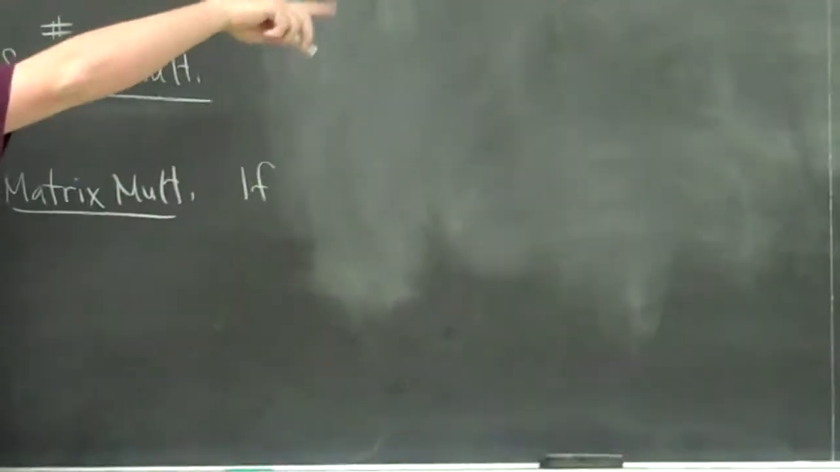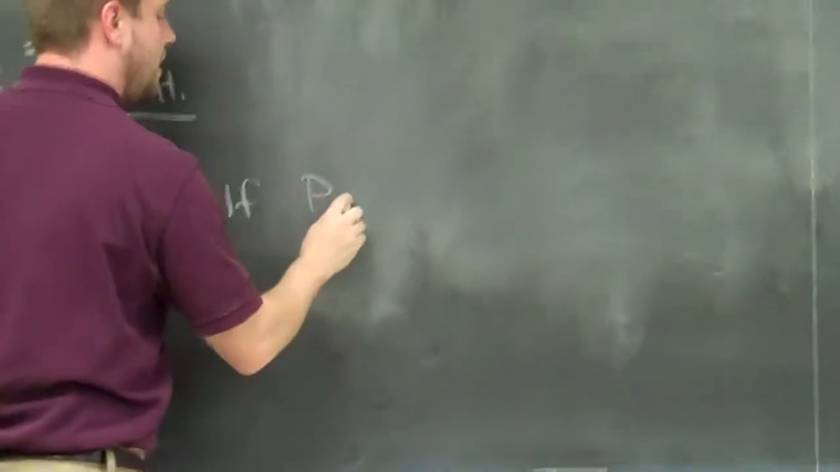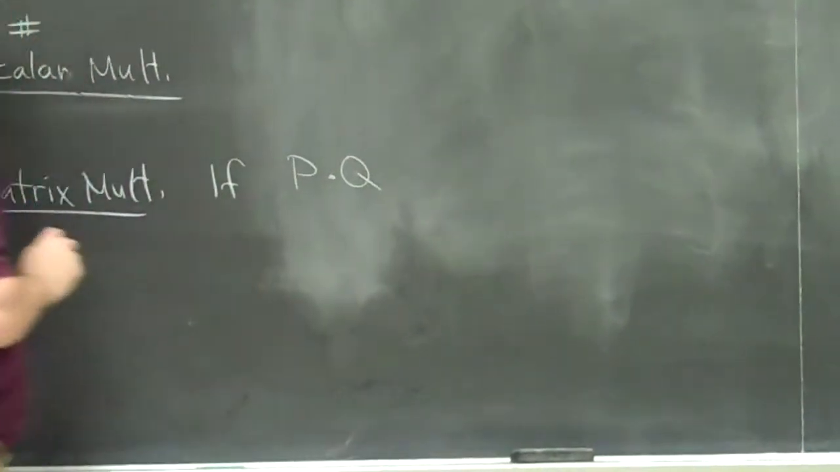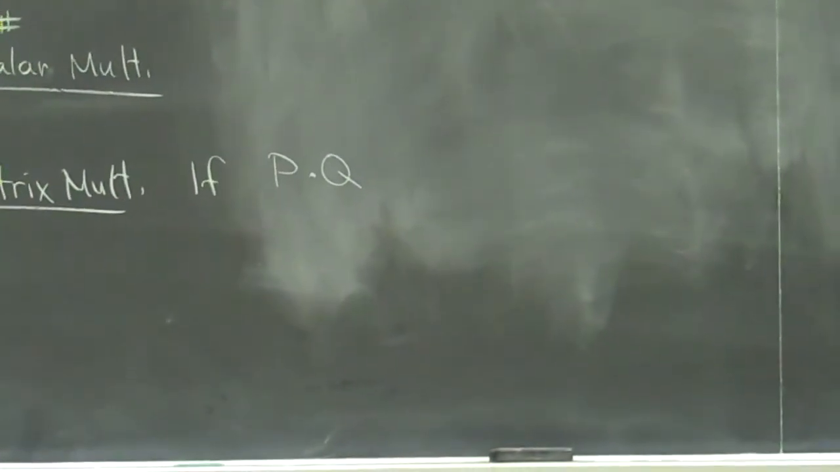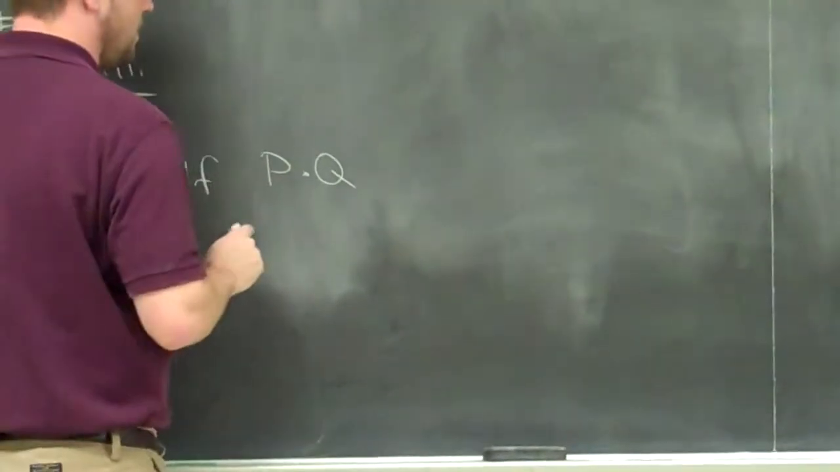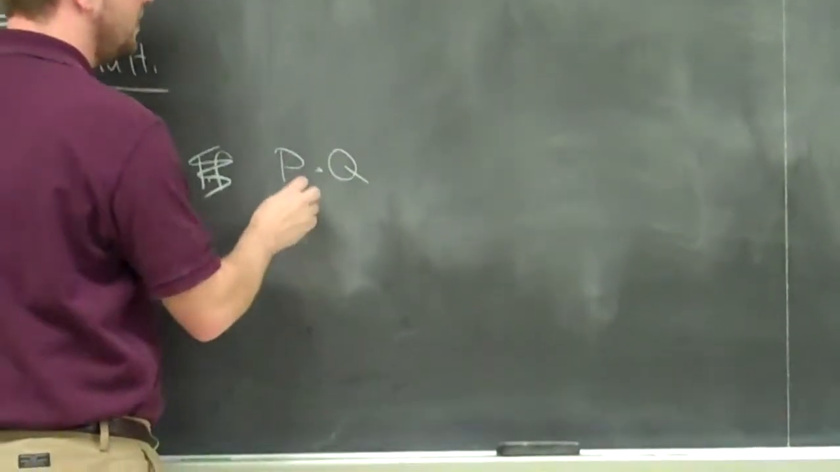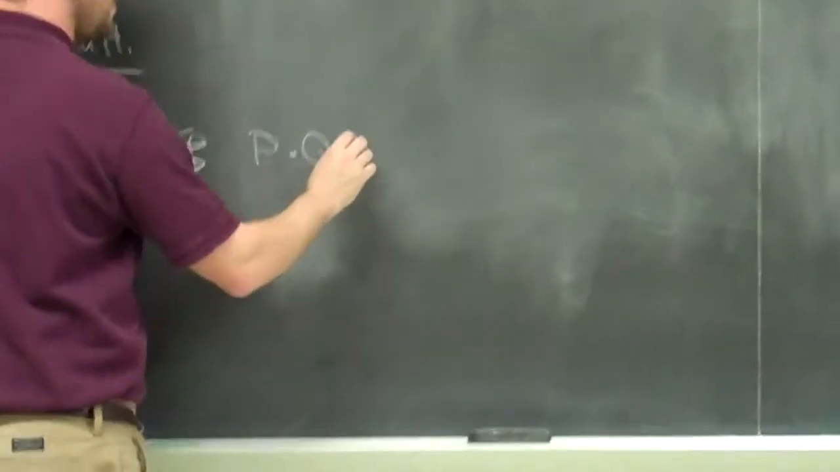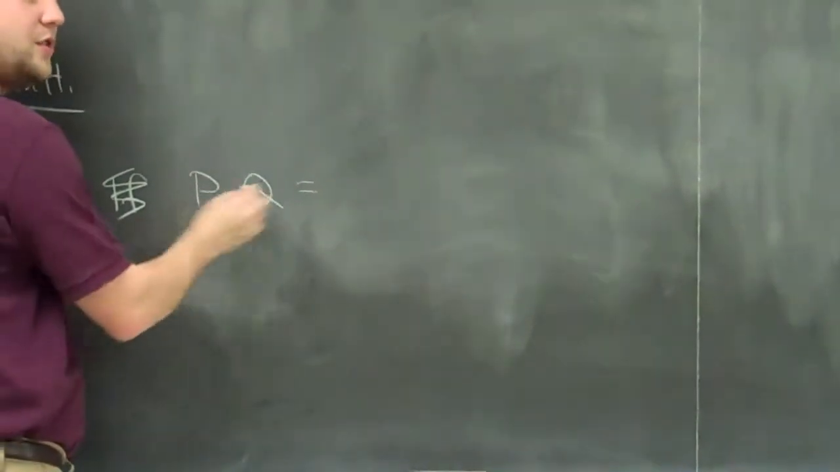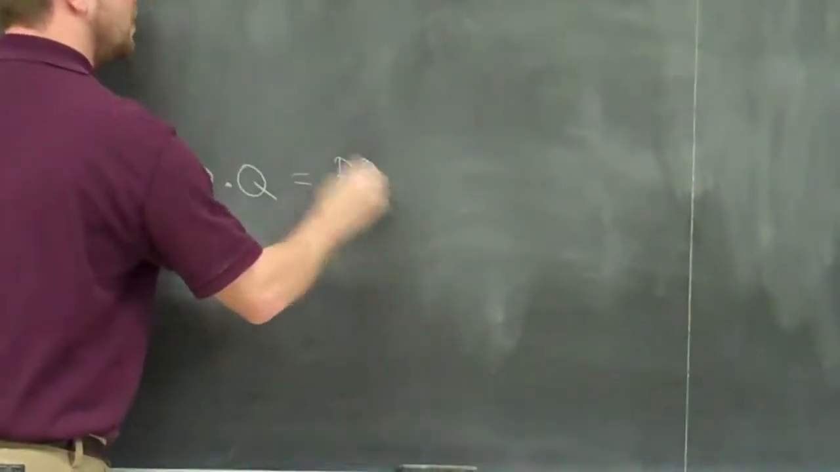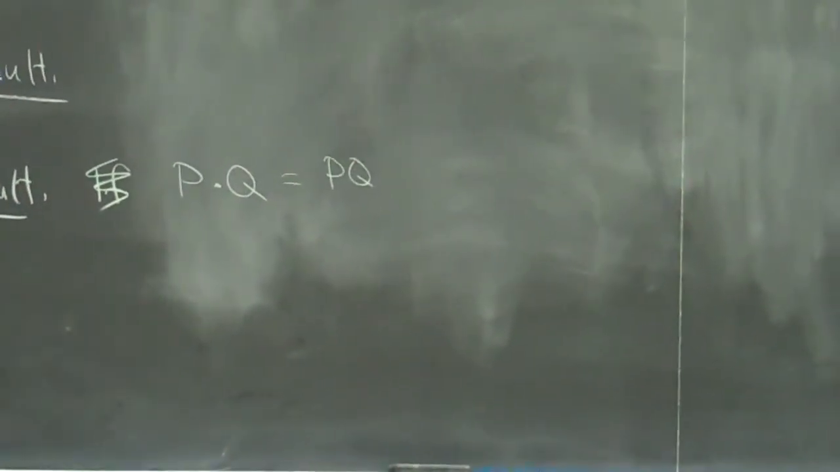I'm already using A's, B's, C's, and D's over there, so let's use P's and Q's for our matrix. If I'm trying to multiply two matrices together, they're P and Q. I would generally call that product of the two matrices P and Q, PQ.